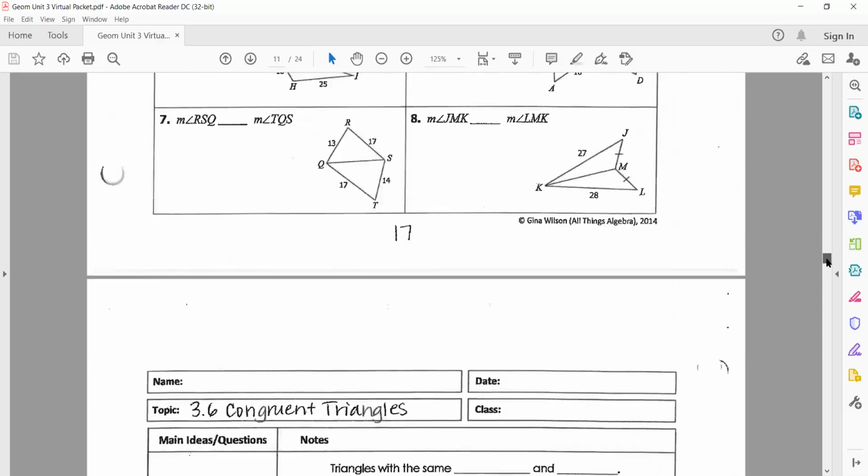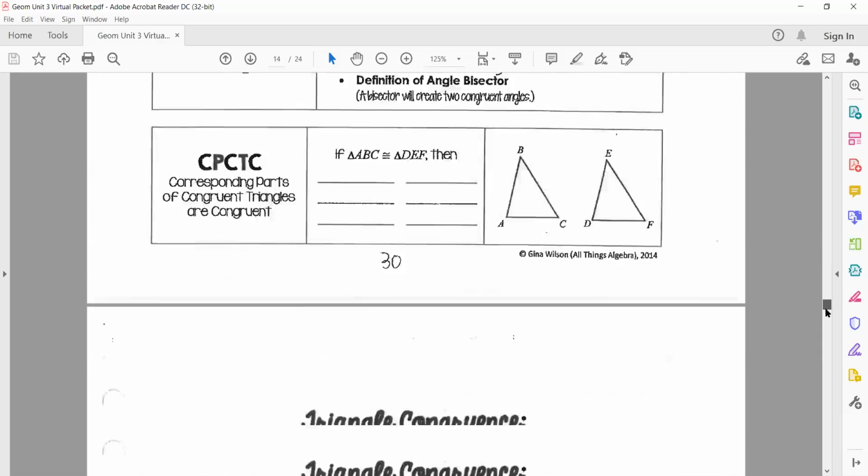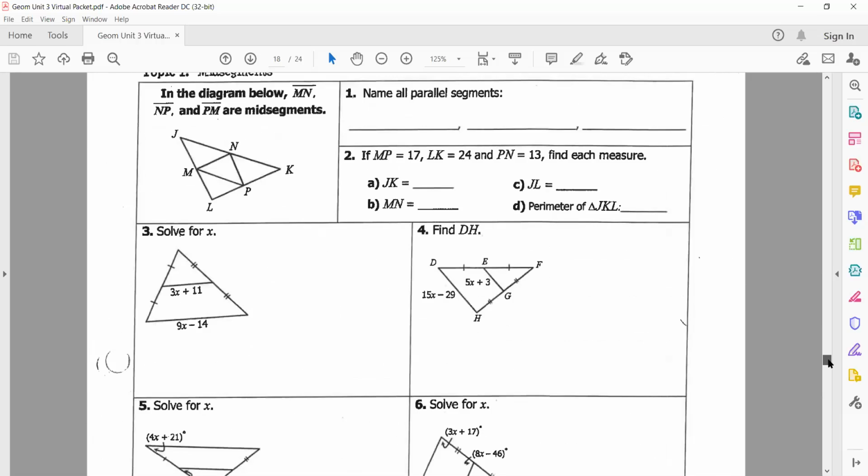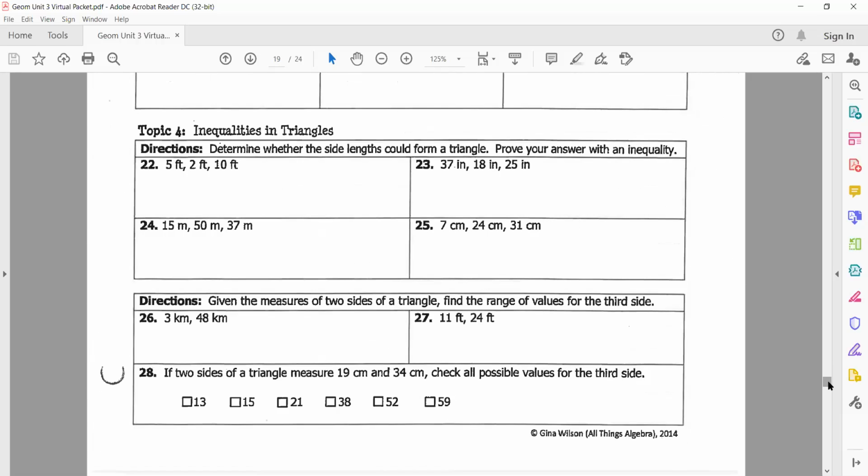What the heck does that mean? Okay, let's look at it here on the study guide. So in problem number 26, I have a triangle with two sides of 3 and 48. What must the third side be in order to actually close as a triangle? What number can I add to 3 that's going to give me more than 48?